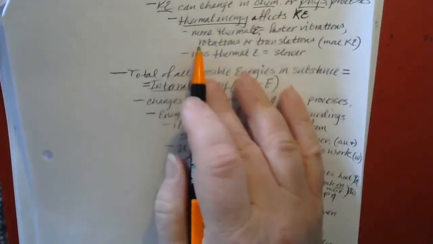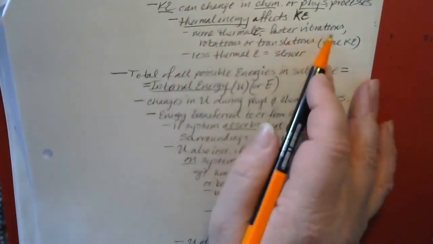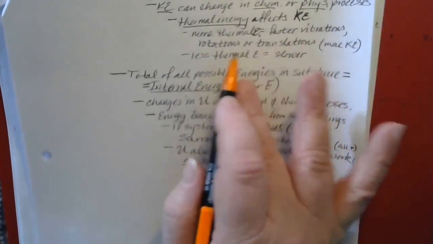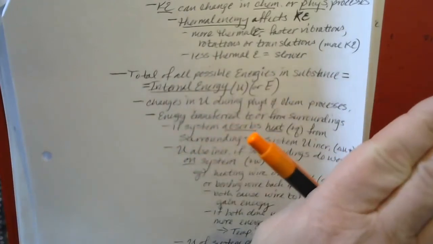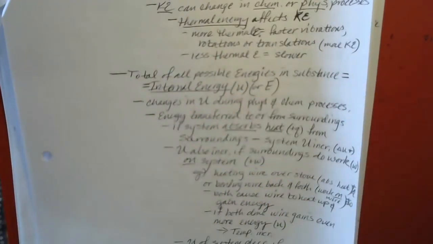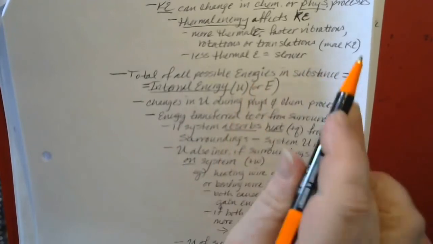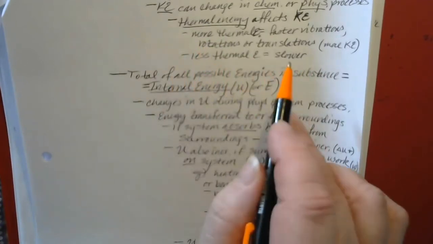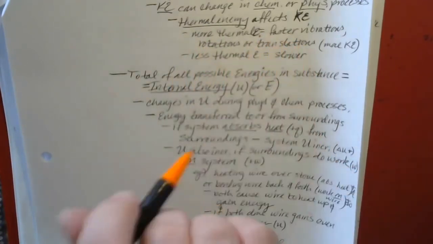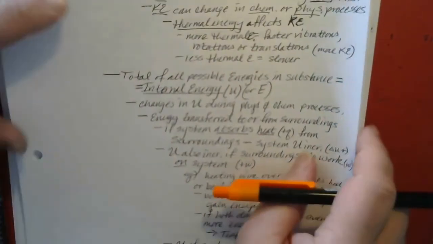affects kinetic energy. More thermal energy means faster vibrations, or it means the rotations will be faster, or it means translational energy will be faster, greater translational energy. So in other words, more kinetic energy. Higher temperature means more kinetic energy. Less thermal energy or lower temperatures means slower movement, which means less kinetic energy.